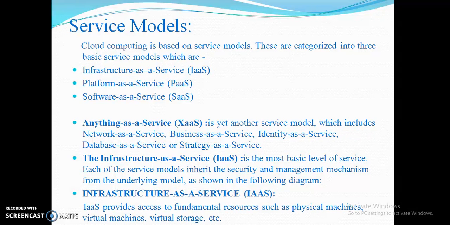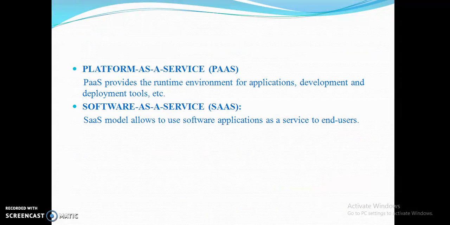Next one, infrastructure as a service. This is the most basic level of service. Each service model inherits the security and management mechanism from the underlying model, as shown in the diagram. The infrastructure as a service model provides access to fundamental resources such as physical machines, virtual machines and virtual storage.